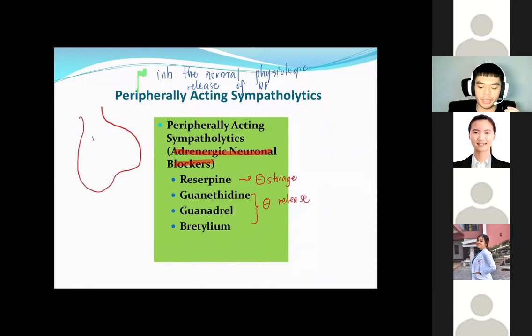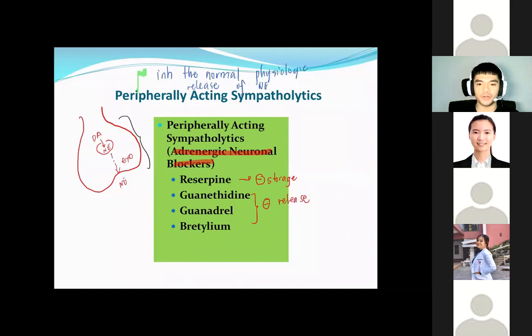Remember, we have the process wherein dopamine will enter the vesicle, okay? And then, mako-convert siya inside into norepi. And eventually, norepi will be released via exocytosis. Nare-recall ba tong mechanism na to kahapon? Yes po. Okay, very good. Now, ang ginagawa ng adrenergic neuronal blockers, they alter these processes. Okay, they alter these processes.